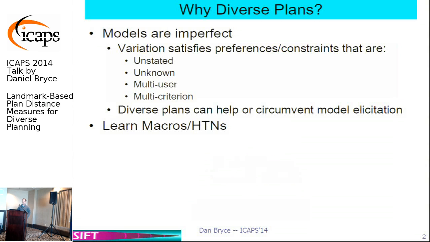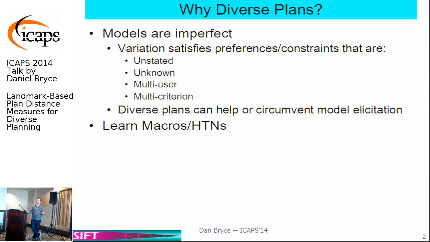First off, I'll motivate the problem of why we even want to care about diverse planning. My take on it is that models are typically imperfect. People go to your planning system with something in mind that they want, but they can't exactly model it all the time. So you can give back a set of solutions, and hopefully one of those solutions is something that they want.